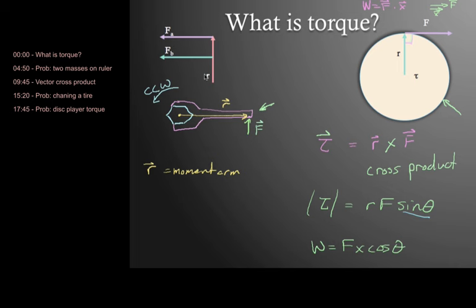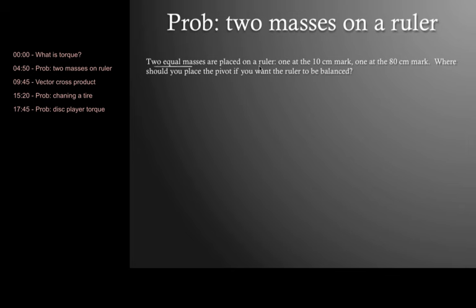All right, so let's put this into practice. So here we're going to have two equal masses. We're going to place them on, well, let's say that this ruler is massless. All right, and so here's our ruler, and we're going to place one mass over here at 10 centimeters, put another mass over here at 80 centimeters.